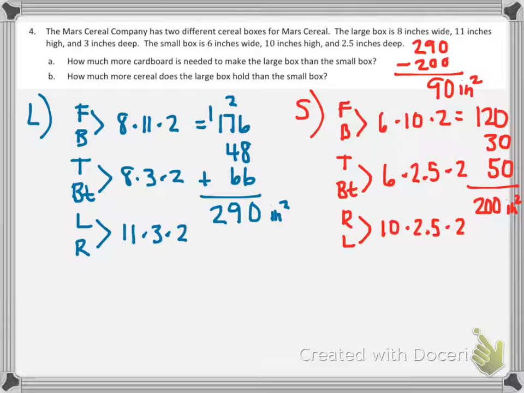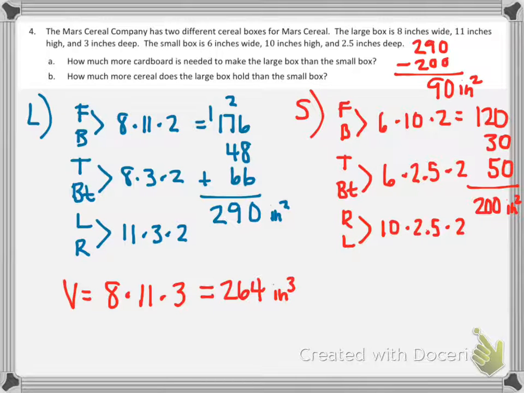That's part A. Part B, how much more cereal does the large box hold than the small? Well, we've got to find the volume of the large. So the volume of the large box is 8 times 11 times 3. 8 times 11 is 88, and 88 times 3 is 264. So that's 264 cubic inches for the large box.